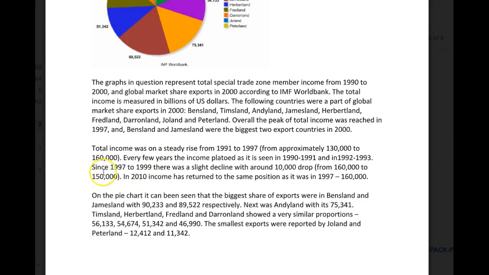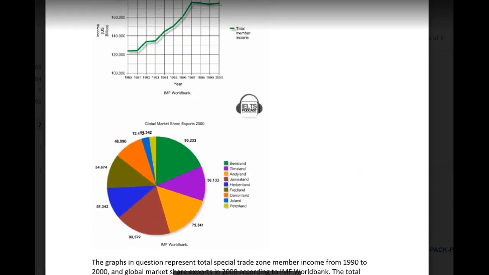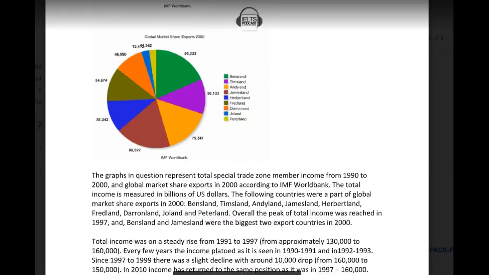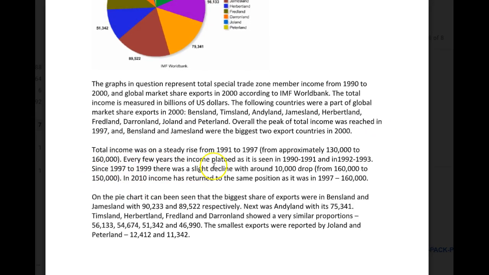All right, let's see. This is incorrect. You don't want "since" to this. You want "from 1997 to 1999." There was a slight decline with around, you could have said this a little more fluently. Where are you talking about that slight decline? Okay, fine. Just from 1997 to 1999, there was a slight decline of around 10,000.